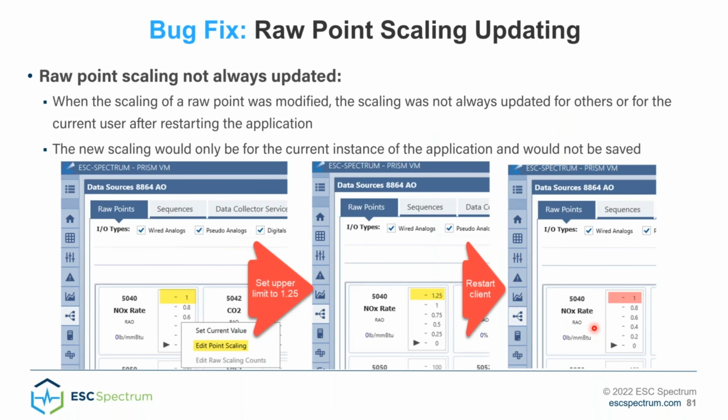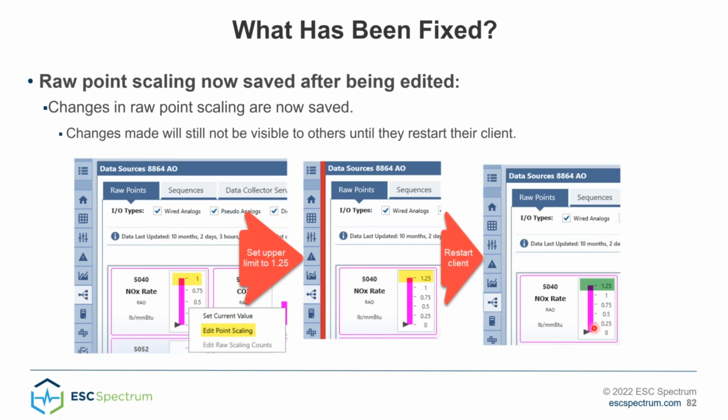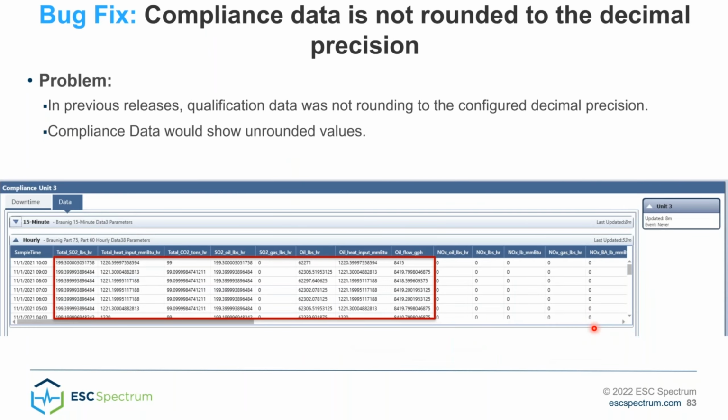The raw point scaling is not always updated. If you update the point scaling, sometimes you would have to restart the current client for that point scaling to be updated. That has been fixed. It's saved after you've edited it, and then you restart the client. That should be good to go.